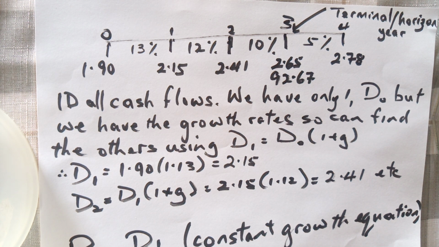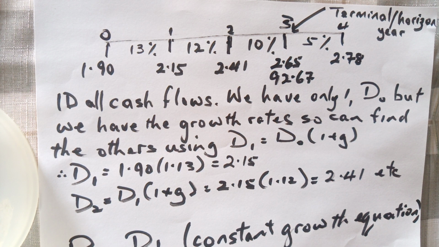So here we go. We have set up the timeline, 0 years, 1, 2, 3, 4, and you'll see why we stop at 4. And you'll notice year 3 is called the terminal or horizon year, and we'll soon see why. Remember the valuation model, for those of us who are in class, and it's in the notes anyway. The first thing we have to do is identify all the cash flows. This problem gives us only one, and it was the last dividend, which you will see we have put at D0.